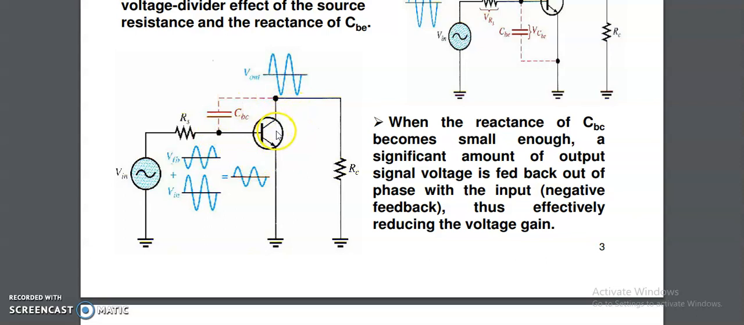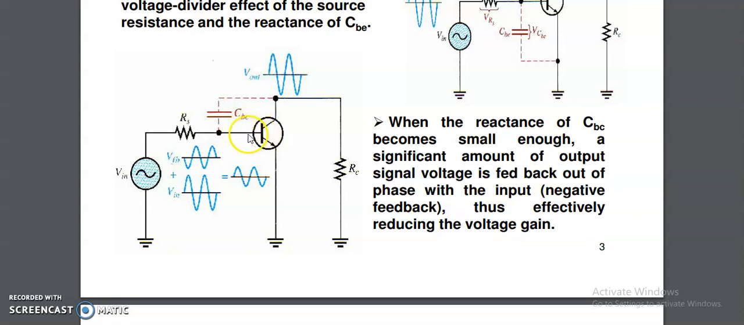Actually, we are expecting more current gain from the CE amplifier, but at high frequencies, this capacitance comes into action, and it just acts like a negative feedback part. Whenever negative feedback happens, some portion of the output comes back to the base of the input with a 180 degree phase shift, which is called negative feedback, and it decreases the input signal going to the base terminal of the transistor.